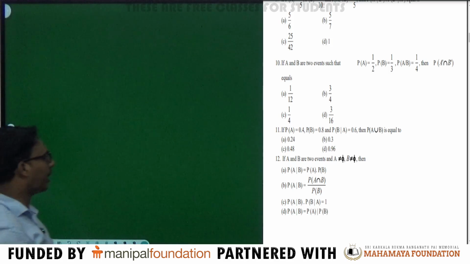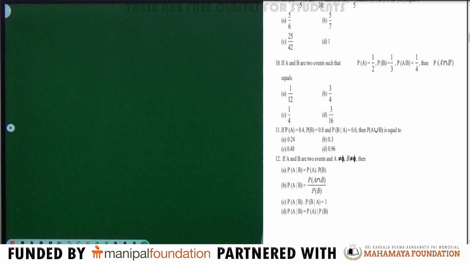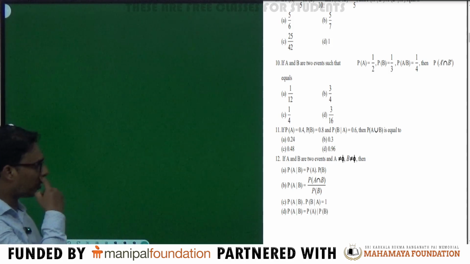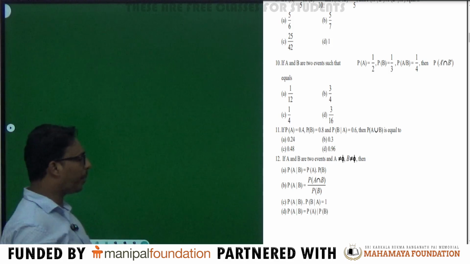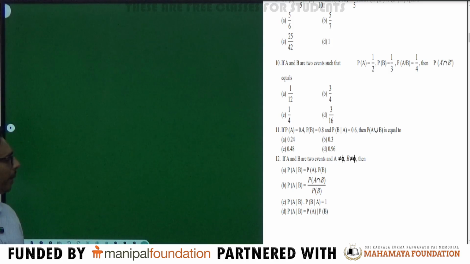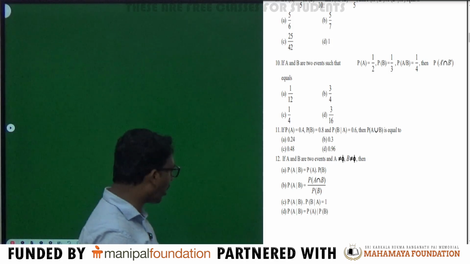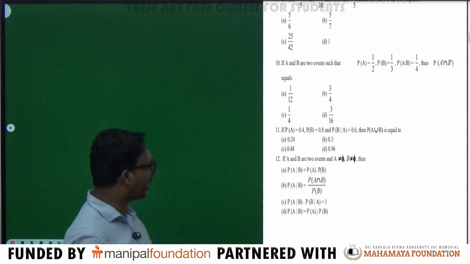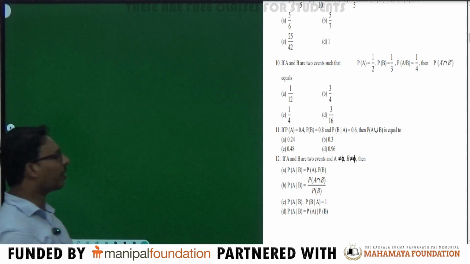Question number 12. If A and B are two events and A and B are non-empty sets, A is not equal to 5, B is not equal to 5, then is P of A bar B equal to P of A into P of B? No, that is not the formula. P of A bar B is equal to P of A intersection B upon P of B. Yes, the second one is the correct formula. P of A bar B into P of B bar A is equal to 1. It is wrong. P of A bar B is equal to P of A into P of B. So A and D are both the same. So the correct answer is option B.